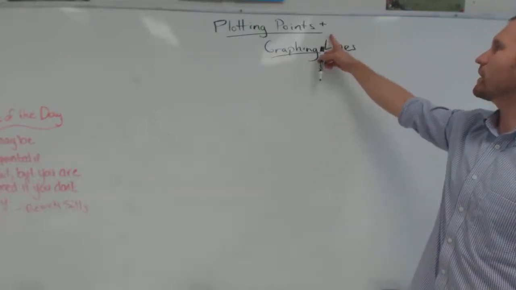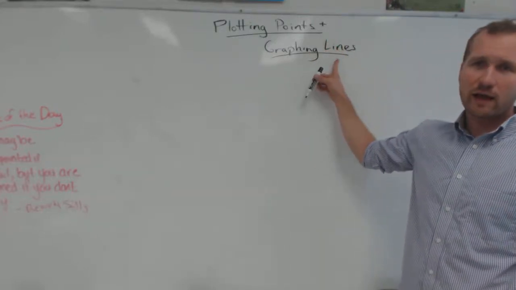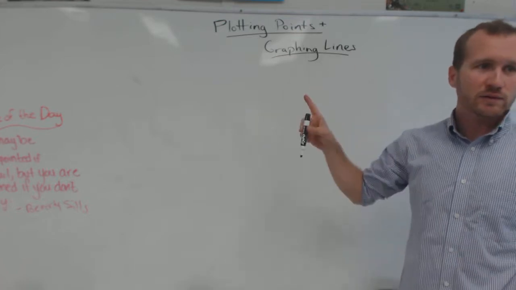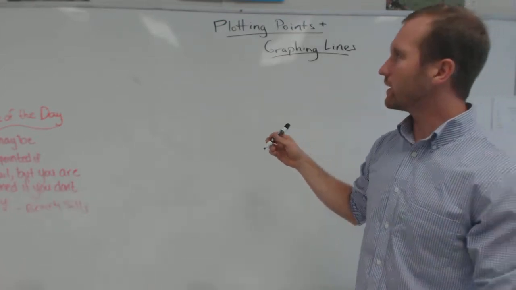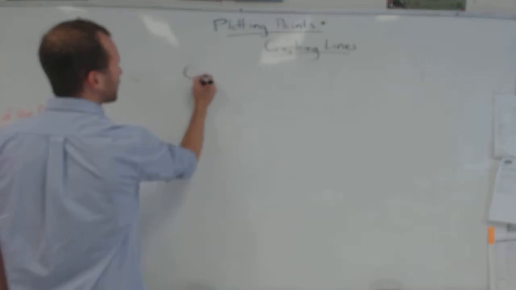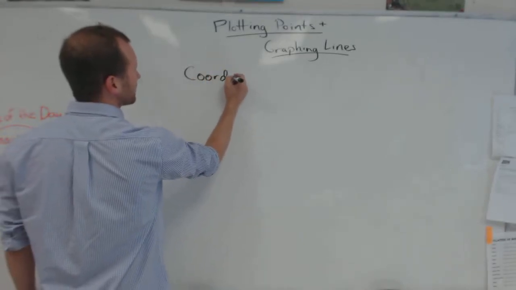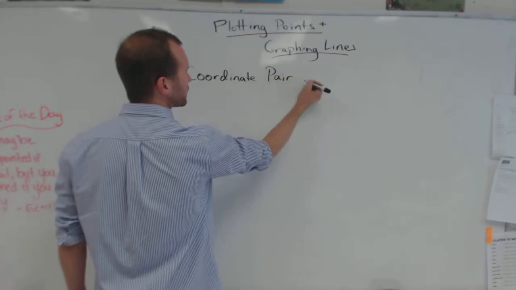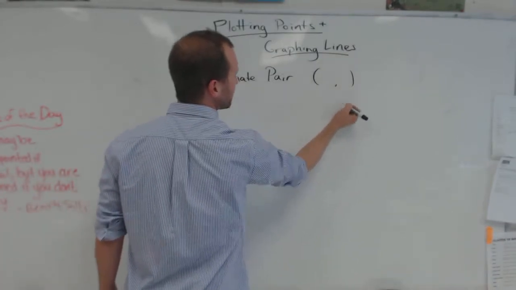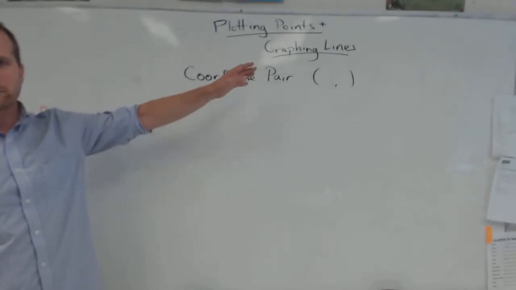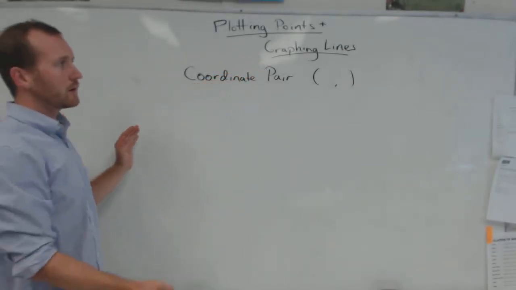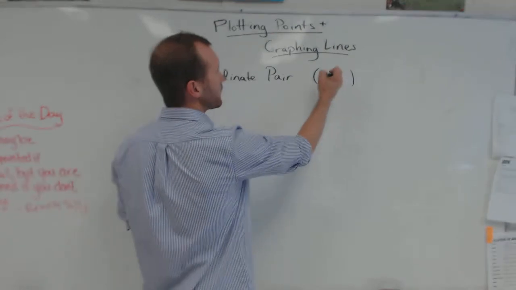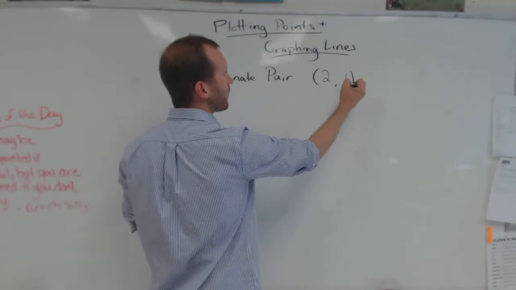Okay, today we're talking about plotting points and graphing lines. The most important thing to start with is a coordinate pair. If you learn one term in this lecture, it's going to be coordinate pair. A coordinate pair is a set of two numbers in parentheses. So an example would be (2, 1).